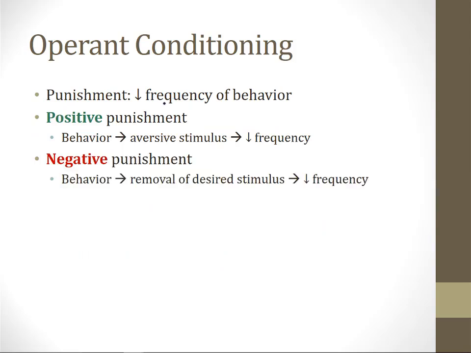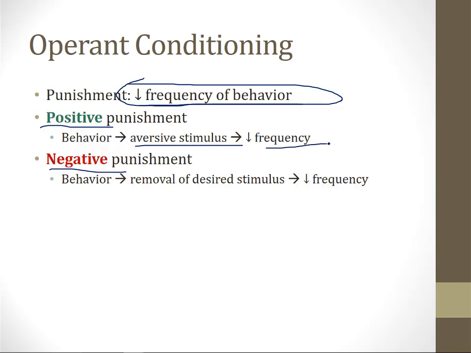So a punishment is something that decreases the frequency of a behavior or a response. Always remember, something that increases the frequency of a response is a reinforcer. Something that decreases the frequency of a behavior or response is a punishment. And just like with reinforcements, there are positive and negative punishments. A positive punishment is when a behavior leads to an aversive or negative stimulus, and this decreases the frequency of the behavior. And this is very easy to understand.